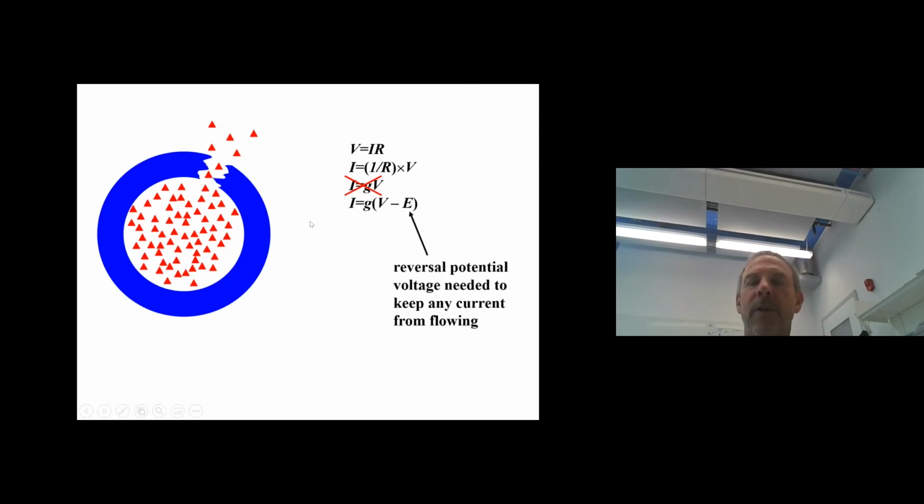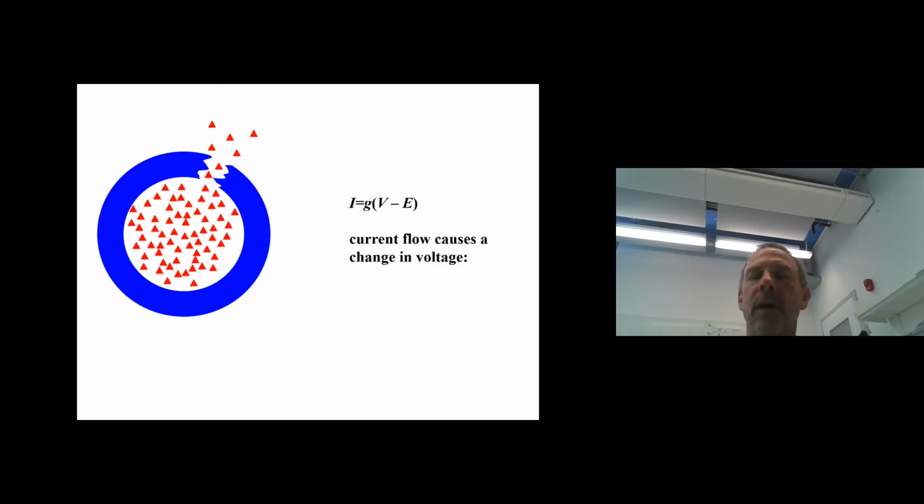So E is called the reversal potential. It's the voltage needed to keep any current from flowing. So if these were positive ions here, we need a big negative voltage on the inside. So the voltage would have to be much smaller on the inside to keep it from flowing. So in this case, if these were positive, we'd have a negative reversal potential. If these were negative, we have a positive reversal potential. We need more voltage on the inside than the outside. So this is pretty much it for current. It's pretty much universal for cells, okay?